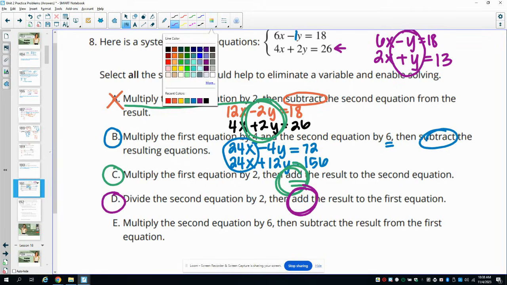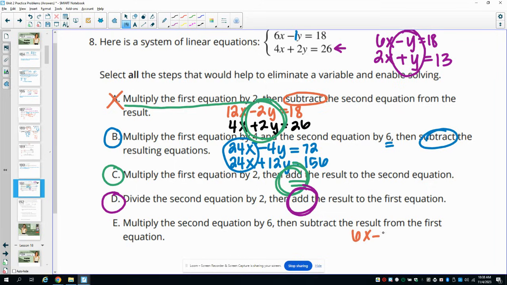And then E tells us to multiply the second equation by 6 and then subtract the result from the first. So our first equation is 6x minus y equals 18. Multiply the second equation by 6. So 24x plus 12y equals 156. And that's not going to be good because we don't have any opposites or anything the same.